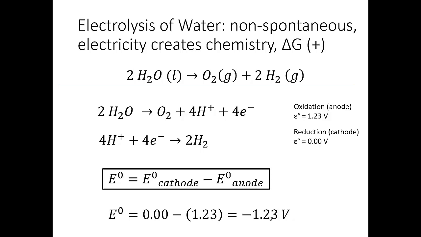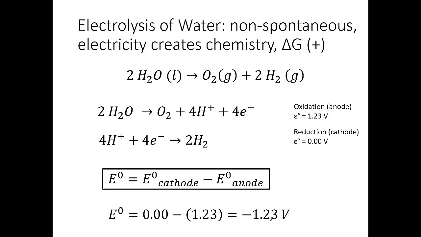Alright, so what's going to happen whenever we do it the opposite way, where we require electricity in order to create chemistry? Everything's going to flip around. So my oxidation reaction now is going to be with my oxygen and my reduction is going to be of hydrogen. And so now my cell potential is going to be negative 1.23 volts, which means my Gibbs free energy is positive, which means it's non-spontaneous. Alright, so this is my reaction.